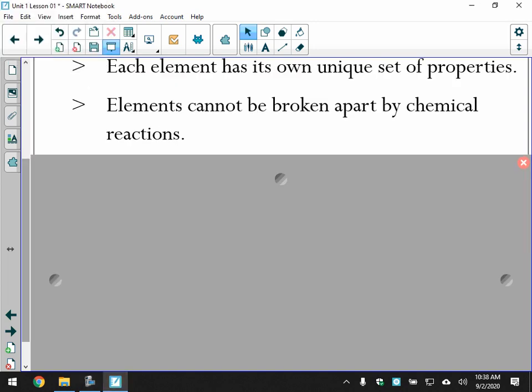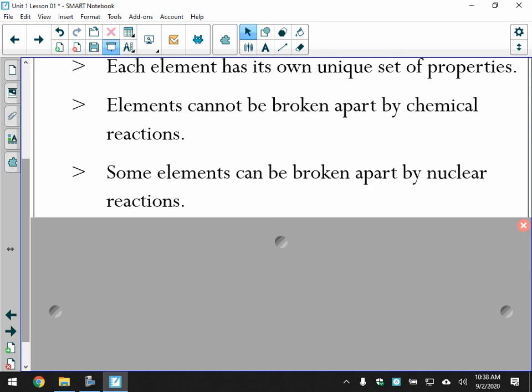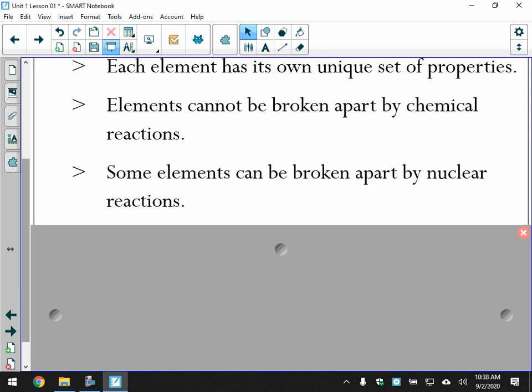So each element has its own unique properties and cannot be broken down by chemical reactions. You can use nuclear reactions to break them apart or build them up in some cases. Don't worry about copying that.